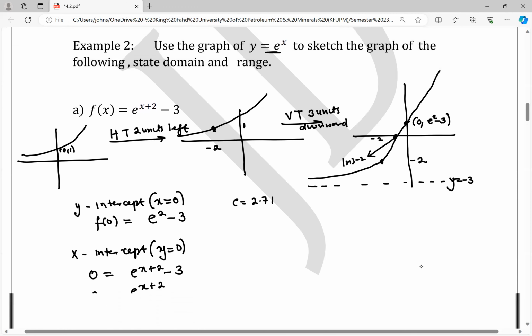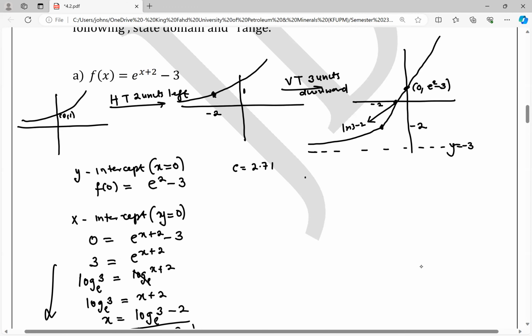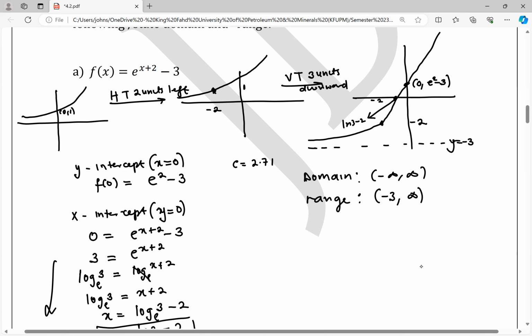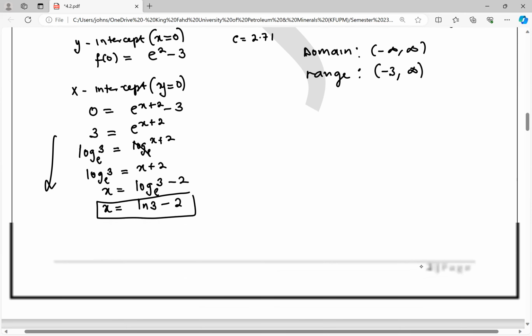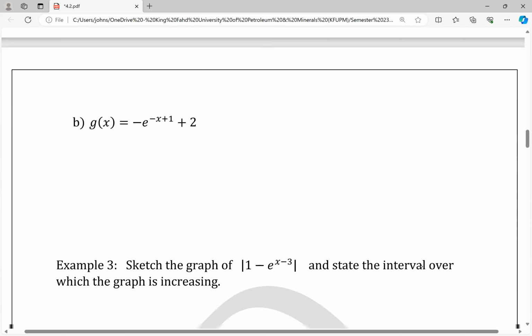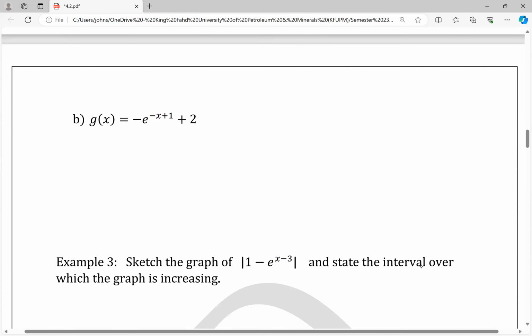Now we are asked to find the range. I think we can get everything we need, actually. We just need the domain. The domain is still the whole of R. Nothing changed. But the range is what? The range is from -3 to infinity. Right.